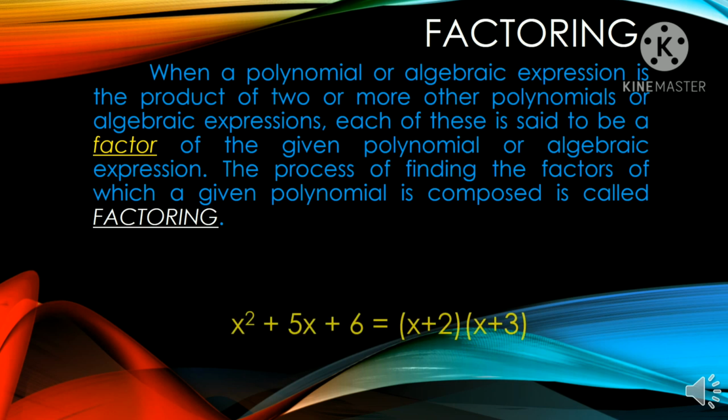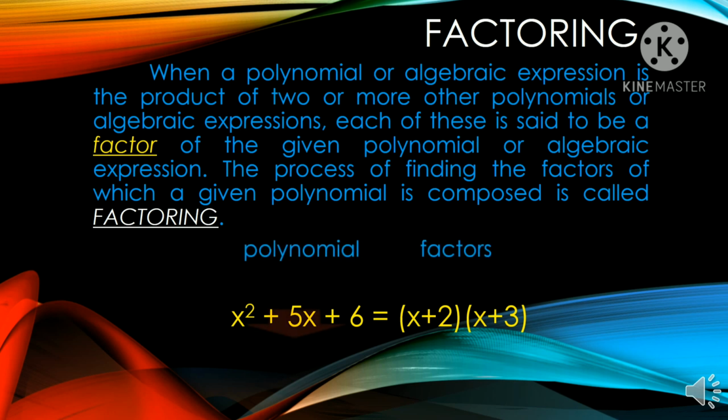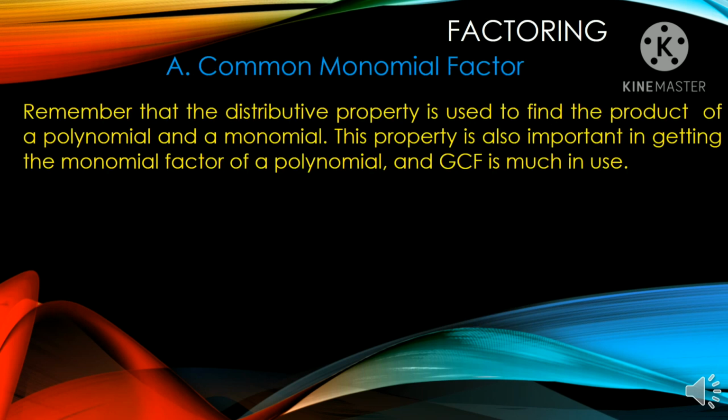So say you're given x squared plus 5x plus 6, that is what we call the polynomial. Our x plus 2 times x plus 3 are called the factors. Let's now discuss the first type of factoring, that is getting the common monomial factor.